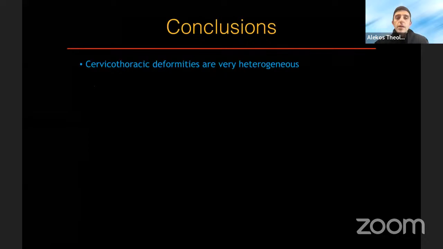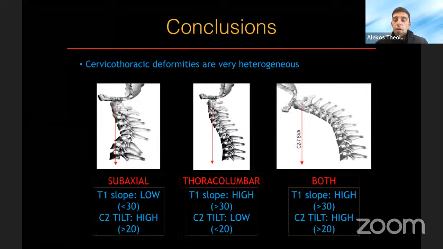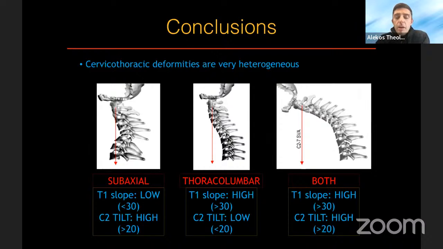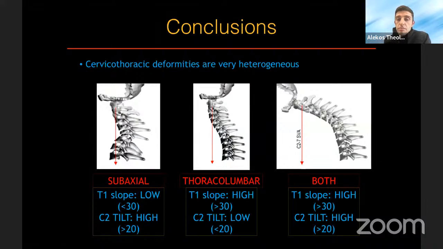So in conclusion, before we move on to the interesting cases, cervicothoracic deformities are very heterogeneous. The key is to define where the deformity is based, either in the subaxial spine, thoracolumbar spine, or both. The key to determining this is evaluating your T1 slope as well as your C2 tilt. Subaxial spine deformities have a low T1 slope and a high C2 tilt. Thoracolumbar deformities have a high T1 slope and a low C2 tilt. And if it's a combined deformity, it has a high T1 slope as well as a high C2 tilt.